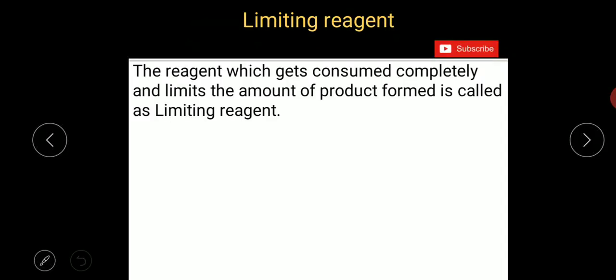The reagent which gets consumed completely and limits the amount of product formed is called the limiting reagent. In a chemical reaction, if the amounts of reactants given are not as per the balanced equation, it means one of the reactants is given in less amount and another reactant is given in excess amount. In such a case, the reactant which gets consumed completely and limits the amount of product is called the limiting reagent.